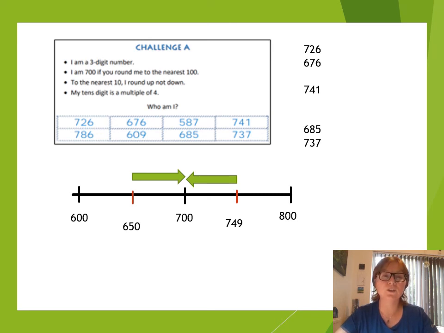The next clue says, to the nearest 10, I round up, not down. Well, 726, 676, 685 and 737 to the nearest 10 would all round up. 741 to the nearest 10 would round down to 740, so we can eliminate it. Now if we look at the last clue, it says my tens digit is a multiple of 4.